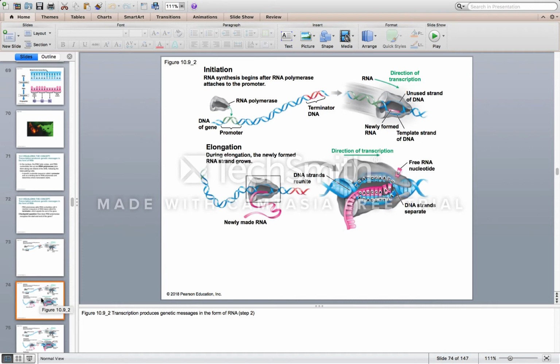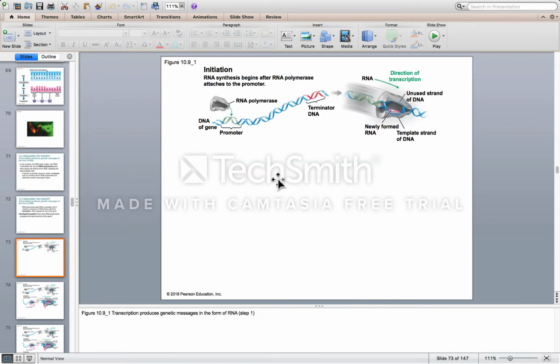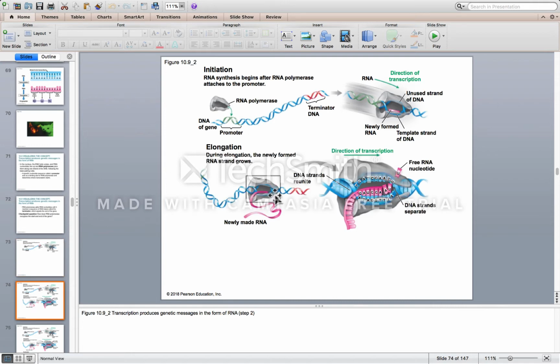So when you initiate it, then you got to elongate the strand. In the end, what you're going to see is the elongation of it with the help of RNA polymerase, which is going to open up that bubble and allow for the newly made RNA single strand to form as a result.